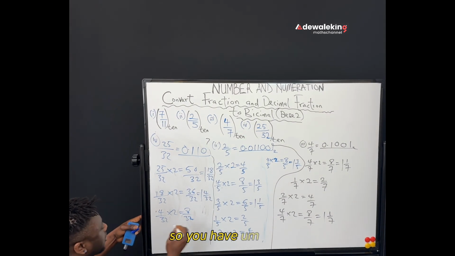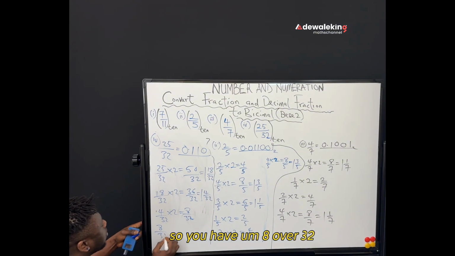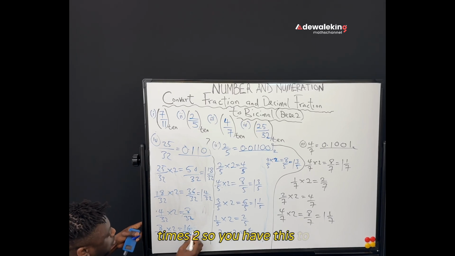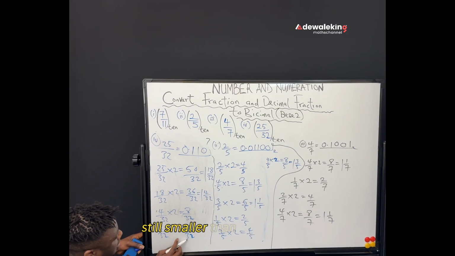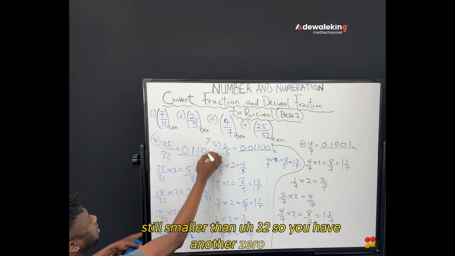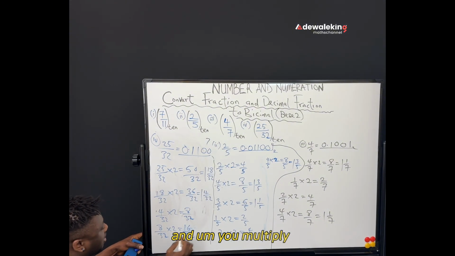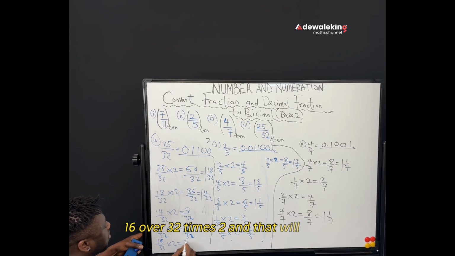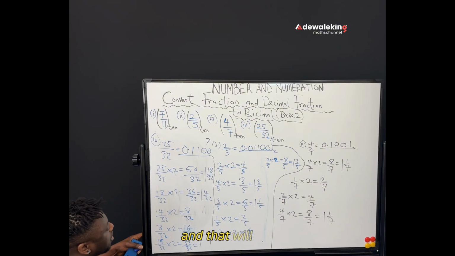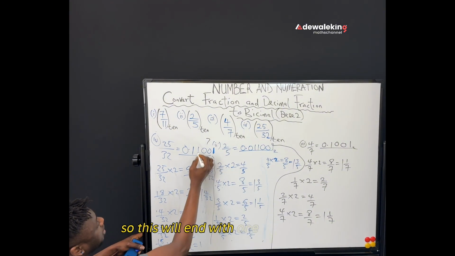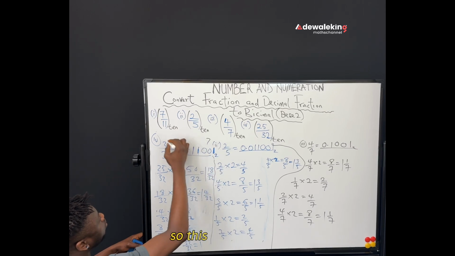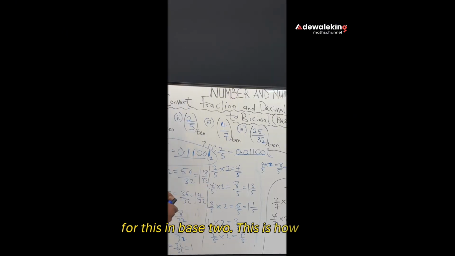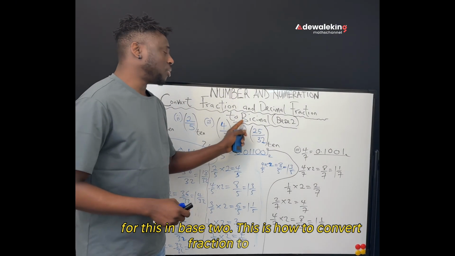So you have 8 over 32 times 2. This is still smaller than 32, so you have another 0 here. And you multiply this 16 over 32 times 2, and that will give us 32 over 32, and that will give us 1. So this will end with 1, and this will be in base 2. So this will be the answer for this in base 2. This is how to convert a fraction to a bicimal.